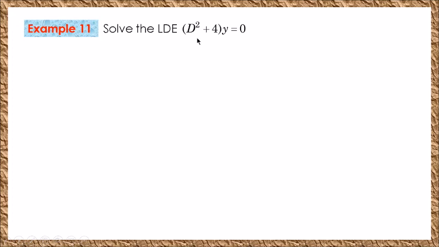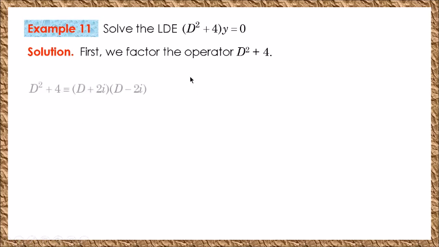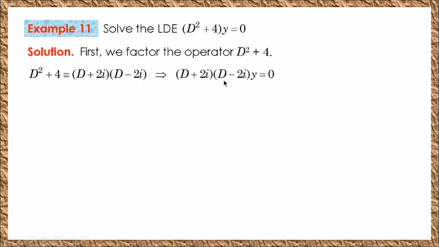Solve the LDE D squared plus 4 applied to y equal to 0. Although this has no real factors, factors that have real coefficients, we can still factor it with imaginary coefficients. D squared plus 4 is (D plus 2i)(D minus 2i). (D plus 2i)(D minus 2i) applied to y equal to 0. So that is the differential equation given. Let (D minus 2i) applied to y be equal to w. So we have (D plus 2i) applied to w equal to 0.